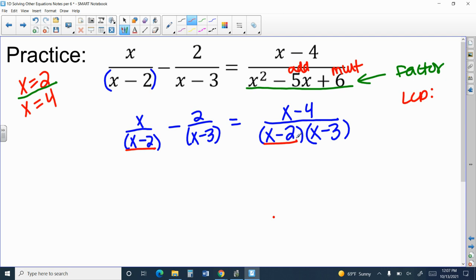I look for common factors. Those ones have an x minus 2 in common, so I have to include the x minus 2. And then these two fractions have an x minus 3 in common, so I have to include the x minus 3. And that uses all the factors. Okay, so that's my LCD. Once I know my LCD, I multiply everything by the LCD. So I'm multiplying everything by x minus 2, x minus 3.